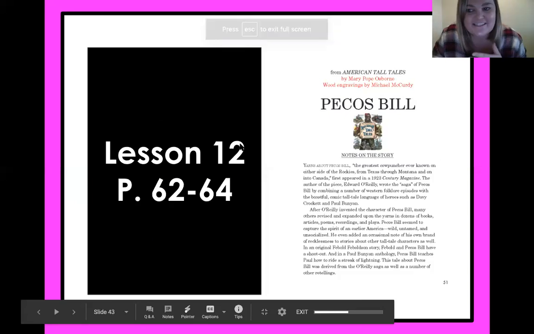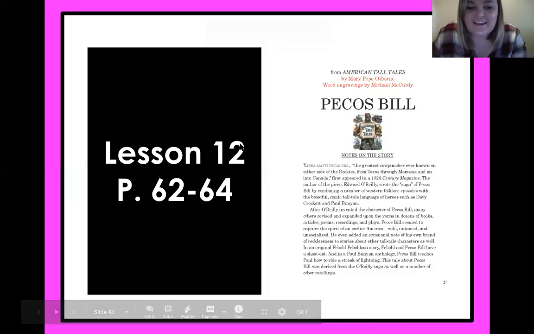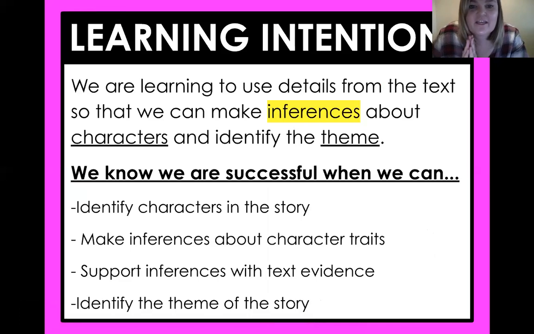So we are on our last day of the story, Pecos Bill, and we are working on using details from the text so that we can make inferences. And that's highlighted because that's our big focus. And we're going to make inferences about characters, and then we're going to use those inferences in our brains to identify what is the theme of this story. We know we are successful today when we can identify the characters in the story, when we can make inferences about character traits, when we can support inferences with text evidence, and then when we can identify the theme of the story.